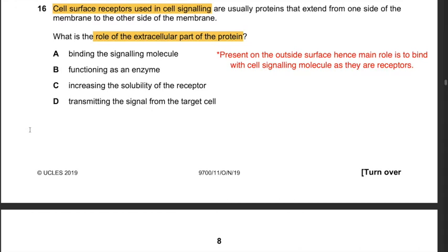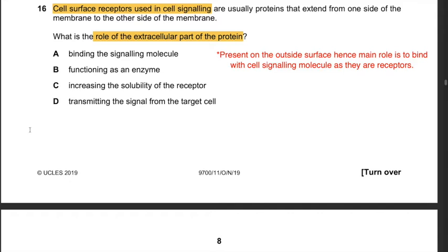Question 16. Cell surface receptors used in cell signaling are usually proteins that extend from one side of the membrane to the other side of the membrane. That means it occupies the whole membrane. What is the role of the extracellular part of the protein? A. Binding the signaling molecule. B. Functioning as an enzyme. C. Increasing the solubility of the receptor. D. Transmitting the signal from the target cell.